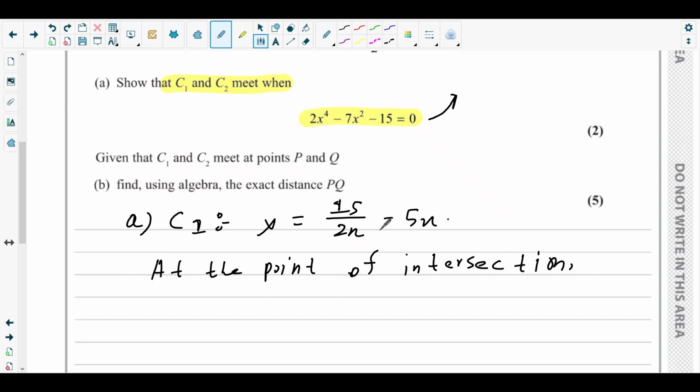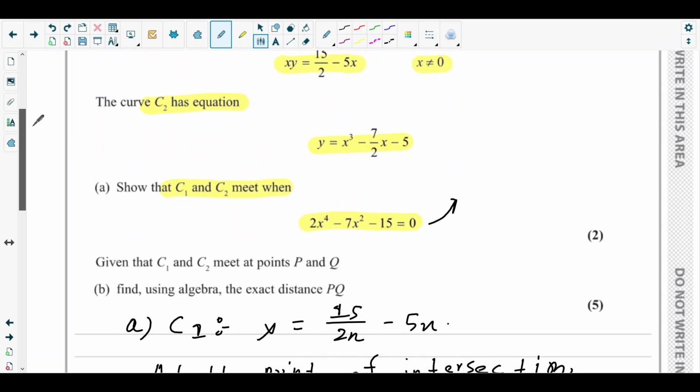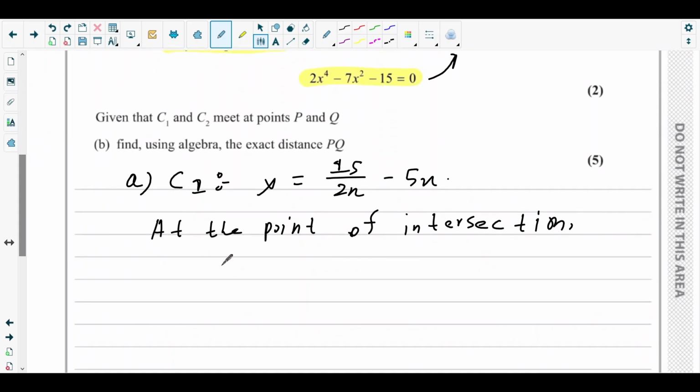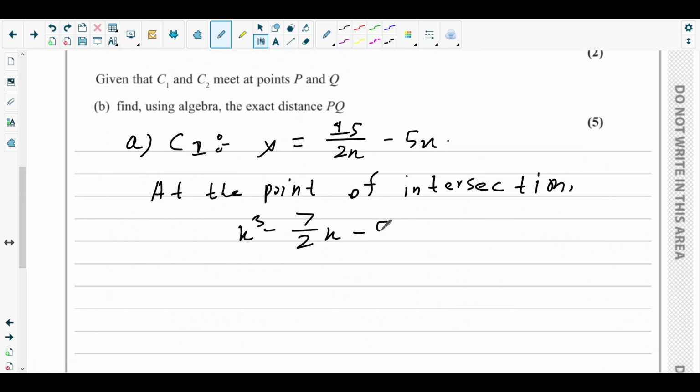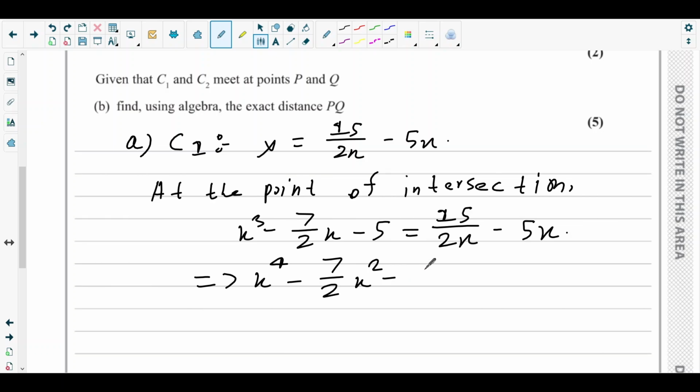their y values would be equal, so we will eliminate y. We get x cubed minus 7 over 2x minus 5 equals 15 over 2x minus 5x. So now multiply both sides by x to get x to the power 4 minus 7 over 2 x squared minus 5x equals 15 over 2 minus 5x squared.